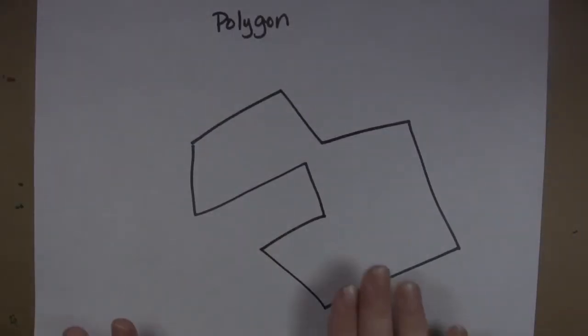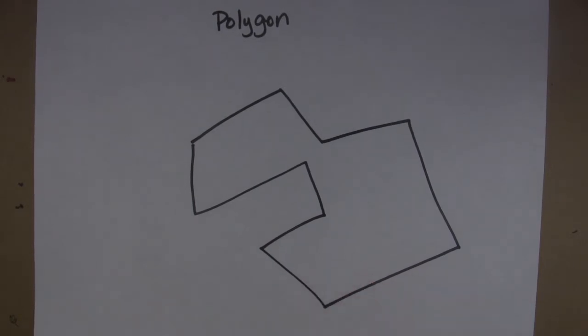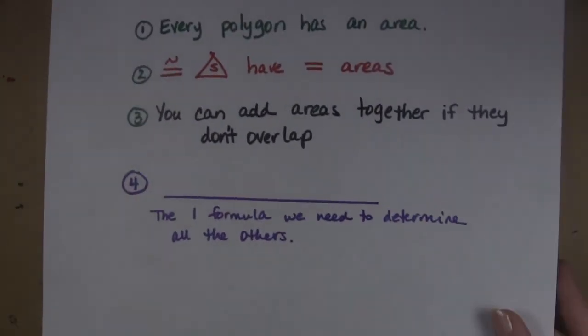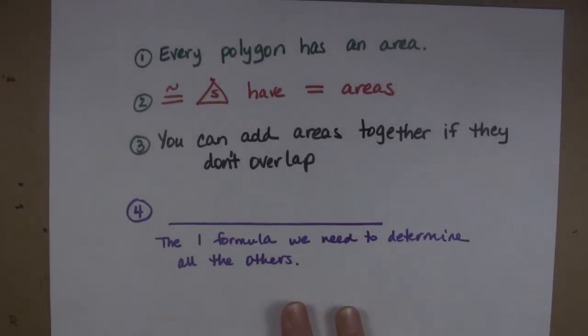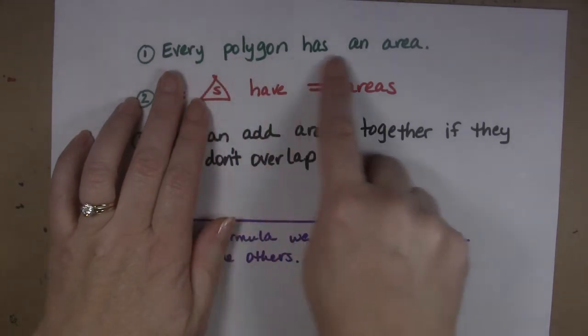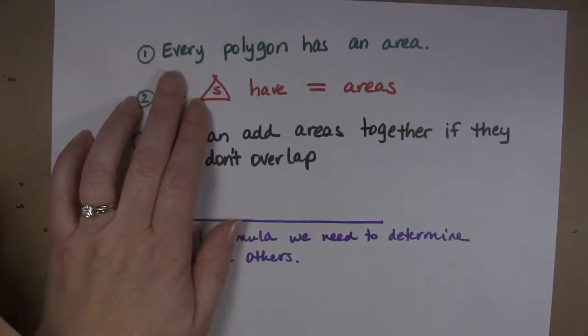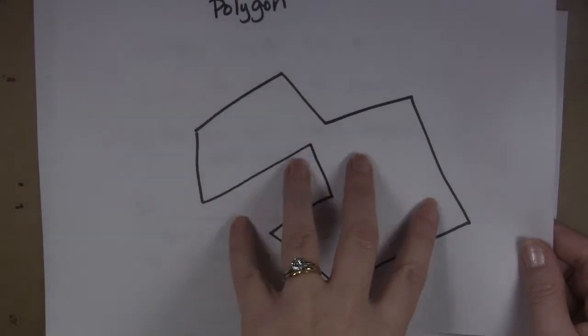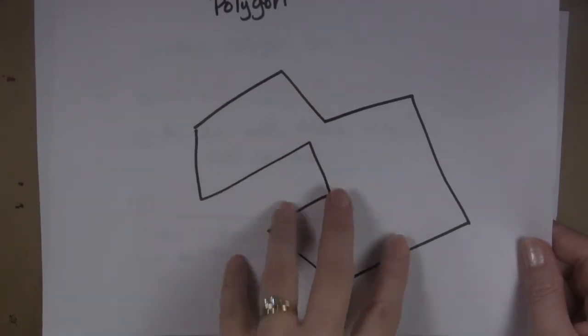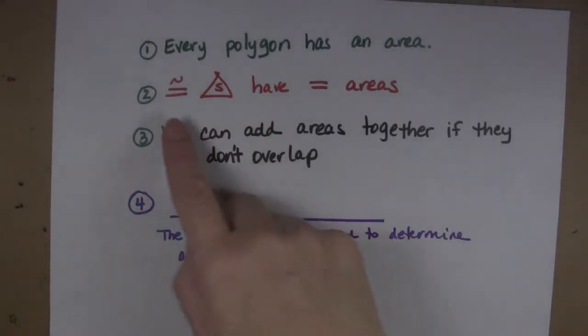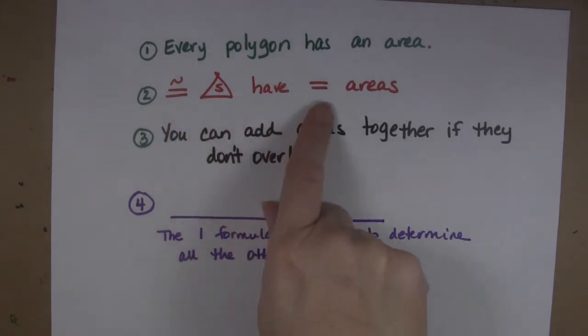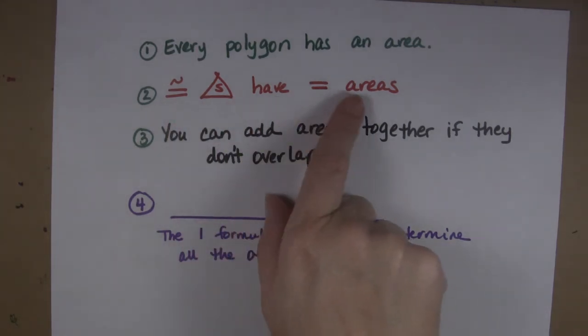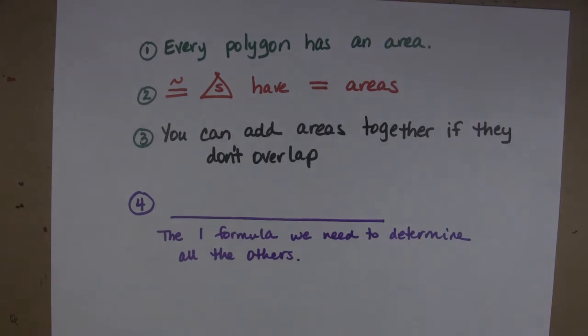So, when we're talking about the polygon, our book has come up with 3 different postulates. Every polygon has an area. So that is, if you have this polygon, it is possible to calculate an area. Okay? If you have congruent triangles, those have equal areas. Congruent triangles have equal areas. Okay, that's a good thing to know. You can add the areas together if they don't overlap.